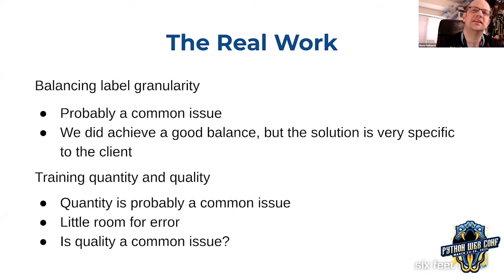All right. So through this project, we sort of identified what I would call the real work. The two main things would be balancing the label granularity. That's probably a common issue when you're doing a machine learning project. We feel like we did achieve a good balance, but the solution was very specific to the client. It's something that you have to work on. That's going to be a really specific solution.